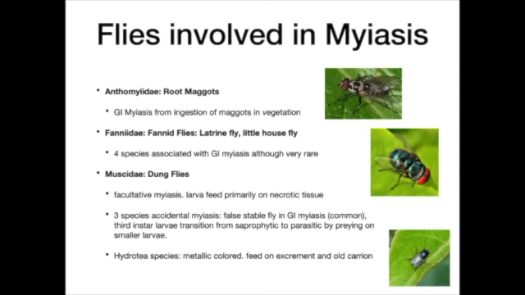One is called a false stable fly, which is pretty common and can cause gastrointestinal myiasis in livestock. Part of the life stage of the false stable fly is its 3rd instar. At 3rd instar is where it transitions from a saprophyte, from eating dead tissue, to a parasite. And in its parasitic state, it will start eating and preying on smaller larvae. So they kind of outcompete themselves. The Hydrotaea species have this strong metallic color, and they feed on really old, rotten flesh and some excrement.